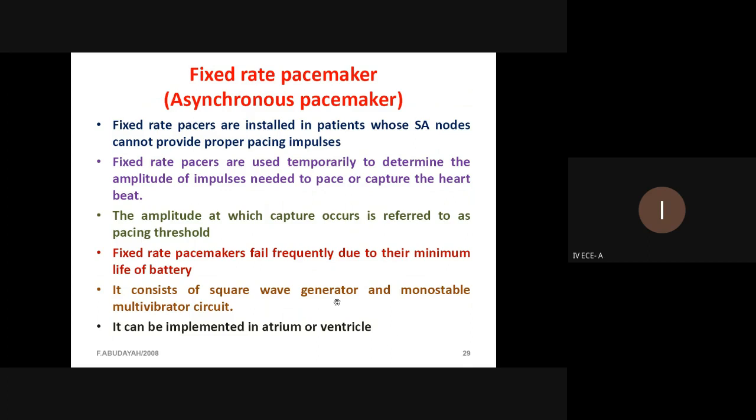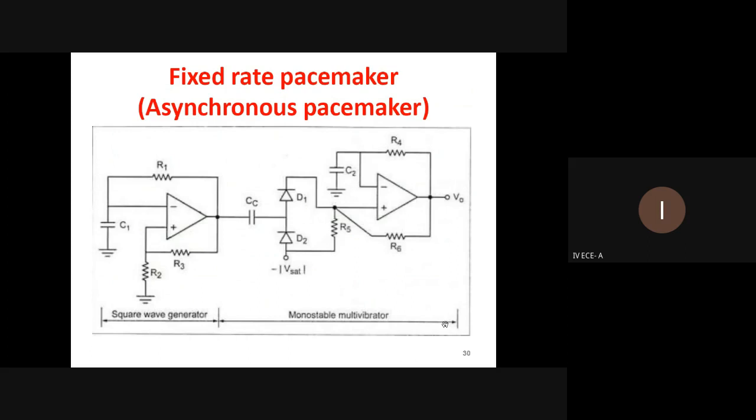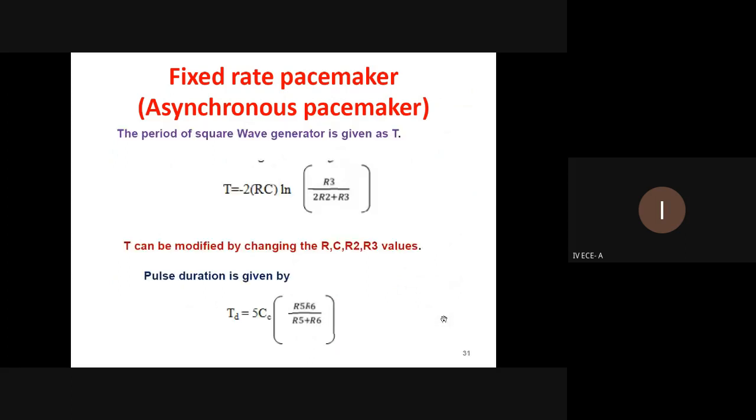It consists of a square wave generator and a monostable multivibrator circuit. It can be implemented in the atrium or ventricle. This is the general circuit. Here is the monostable multivibrator circuit, and this is the square wave generator, with a Schmitt trigger. So this generates the pulses in the heart.